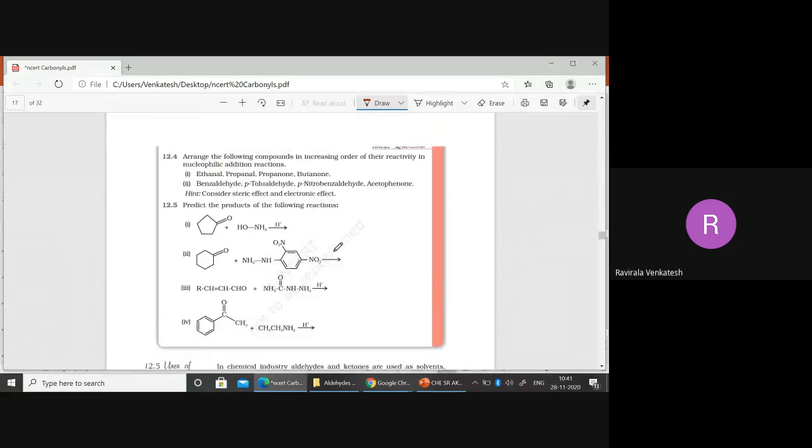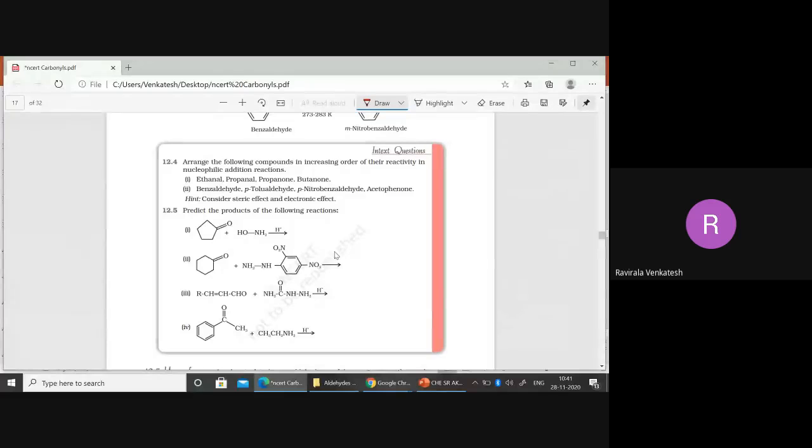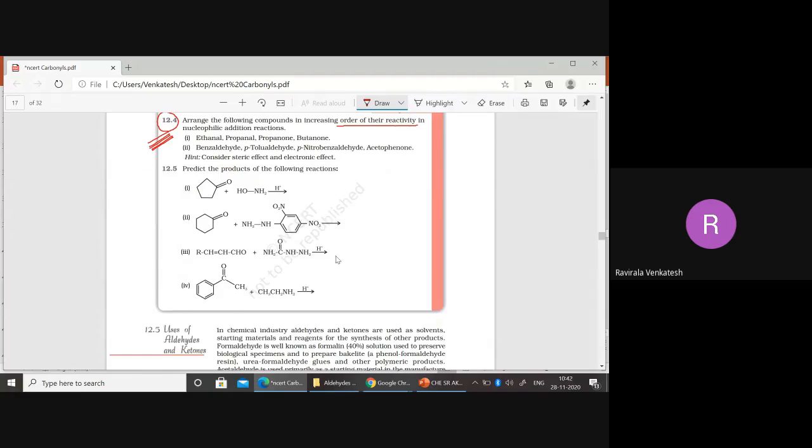Now, we'll see some exercises here. Is it possible for you? Order of reactivity, you can do this one. If you have any doubts, you can ask me in the next class, this 12.4. Now, can you say which type of reaction it is? N substituted. Yesterday we completed this one. All of you do this one.